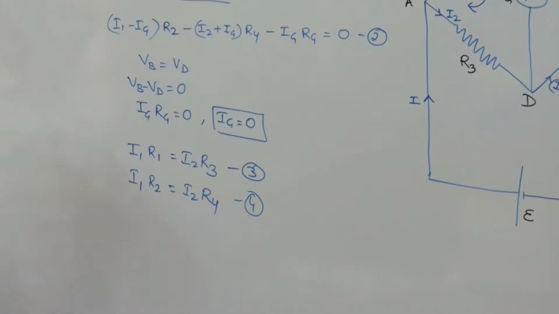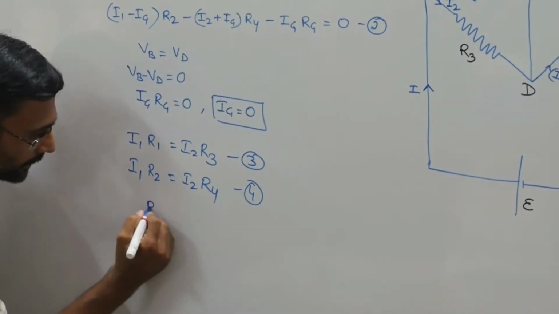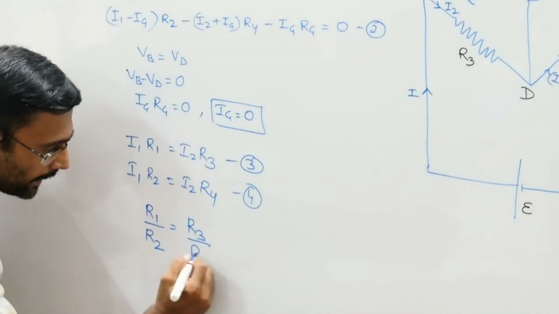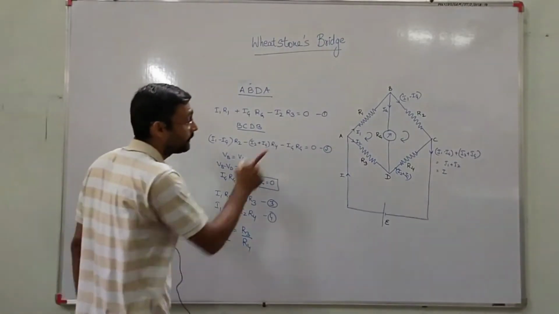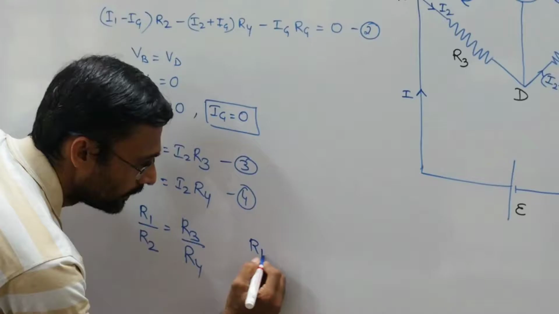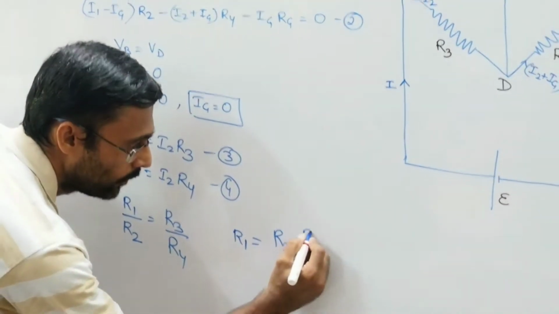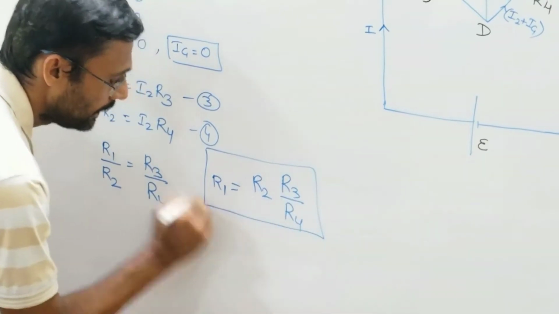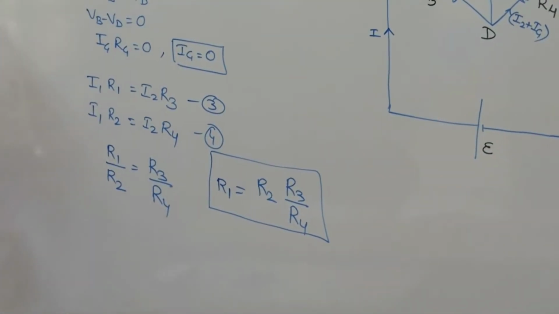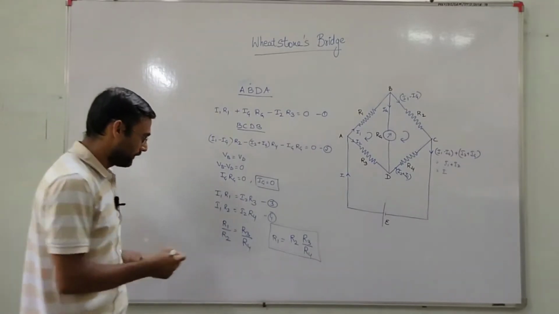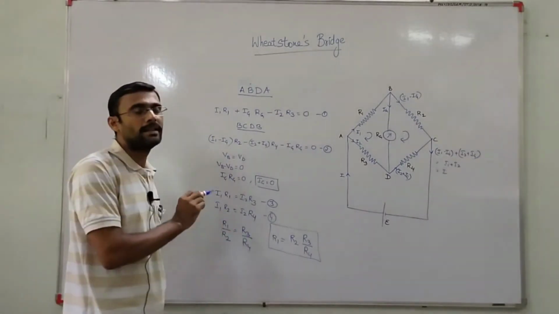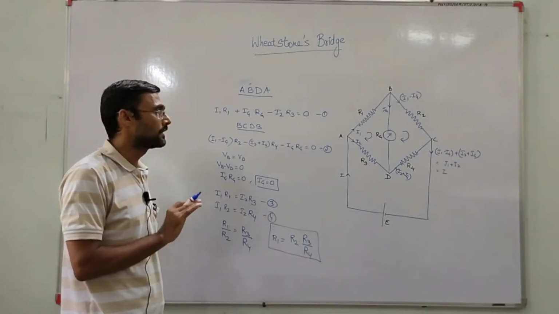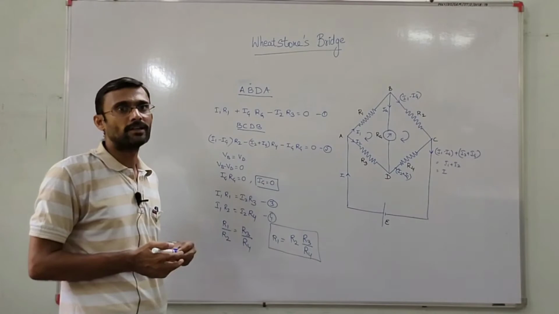If I take the ratio of 3 and 4, the equation becomes R1 by R2 equal to R3 by R4. So if R1 is the unknown resistance for us, then by knowing the values of R2, R3 and R4, we can find out the unknown resistance of the resistor using the Wheatstone bridge network circuit. This equation can be used only under balanced condition, that is when the galvanometer current is 0. It means the galvanometer should show the null deflection method.